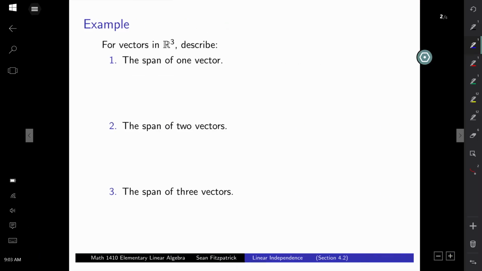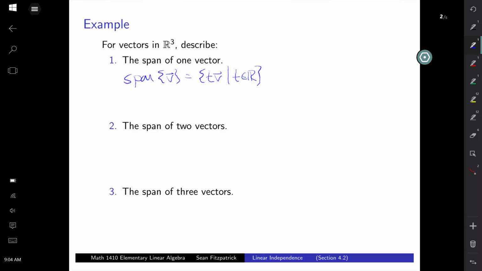So to get an idea of where the independence comes in, we can say, well, what does the span of one vector look like? So we could say, well, the span of, let's say, V. We know that by definition that looks like the set of all scalar multiples of V, all things that look like T times V, where T is a real number.